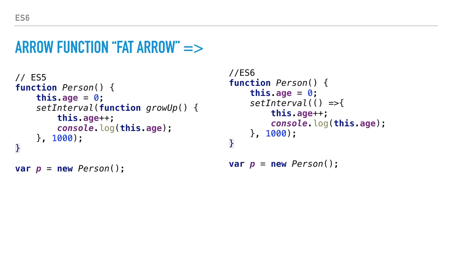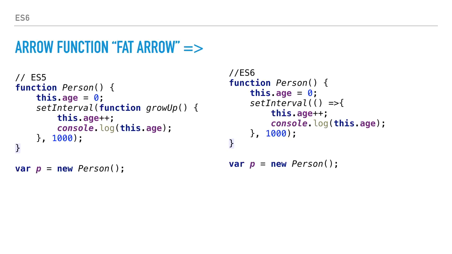Look in the line of the setInterval how we don't define the function growUp, but we use this kind of weird syntax: we have parentheses and then the fat arrow. So this is exactly what we are talking about. It's the same, but then the binding to the this of the parent is implicit in this call. So once we do this.age, we are referring to the this of the caller. And this is super important, because we are not depending anymore on the this pointing to the global window.